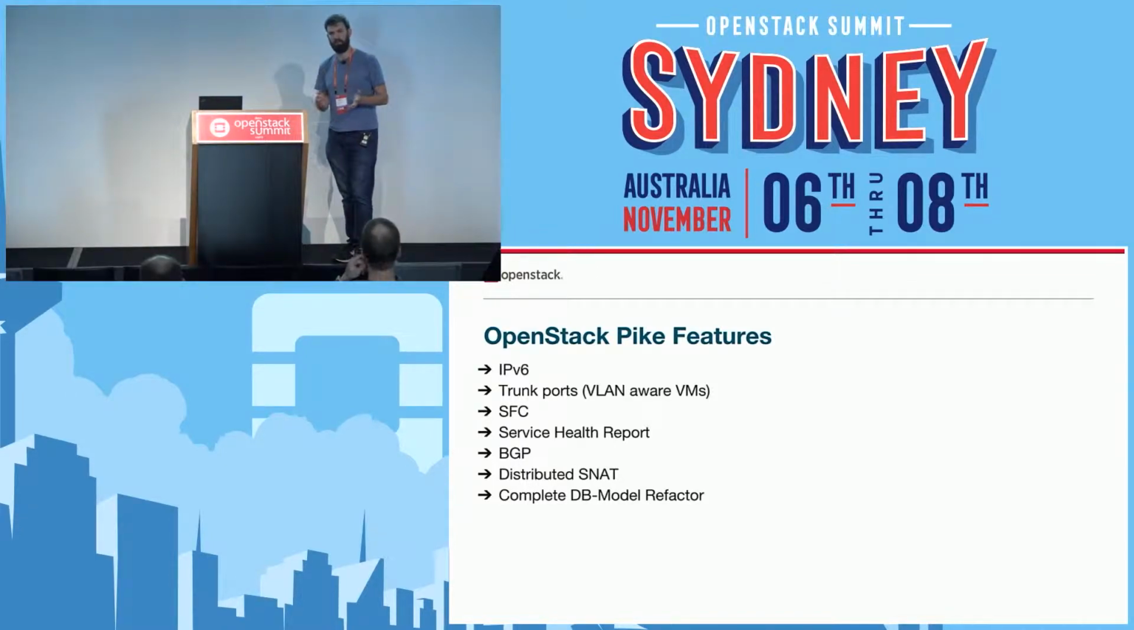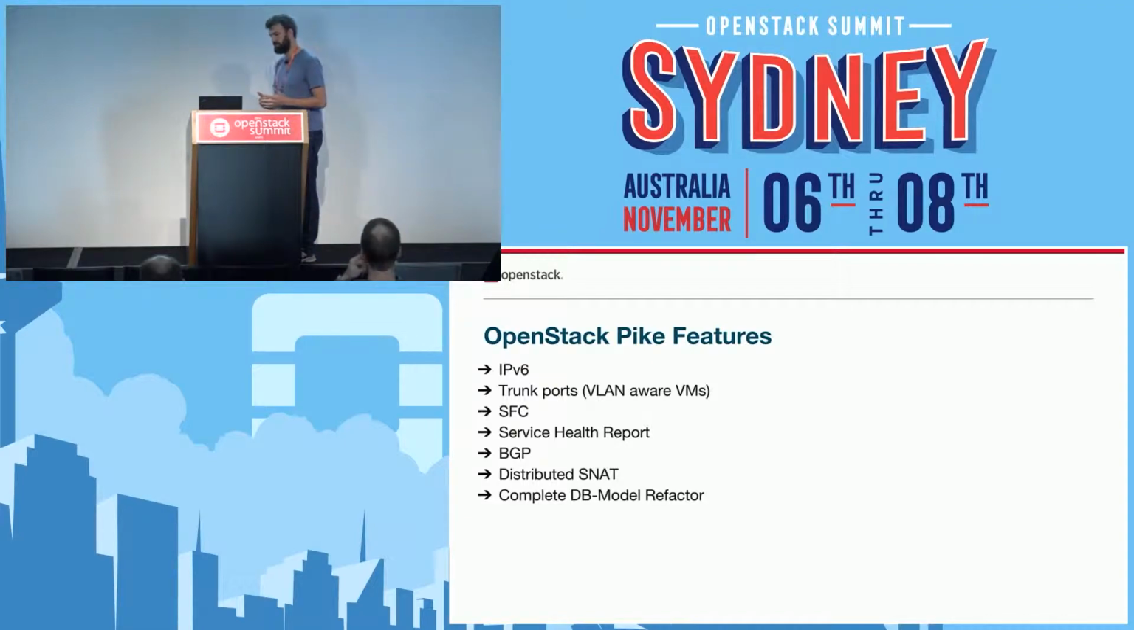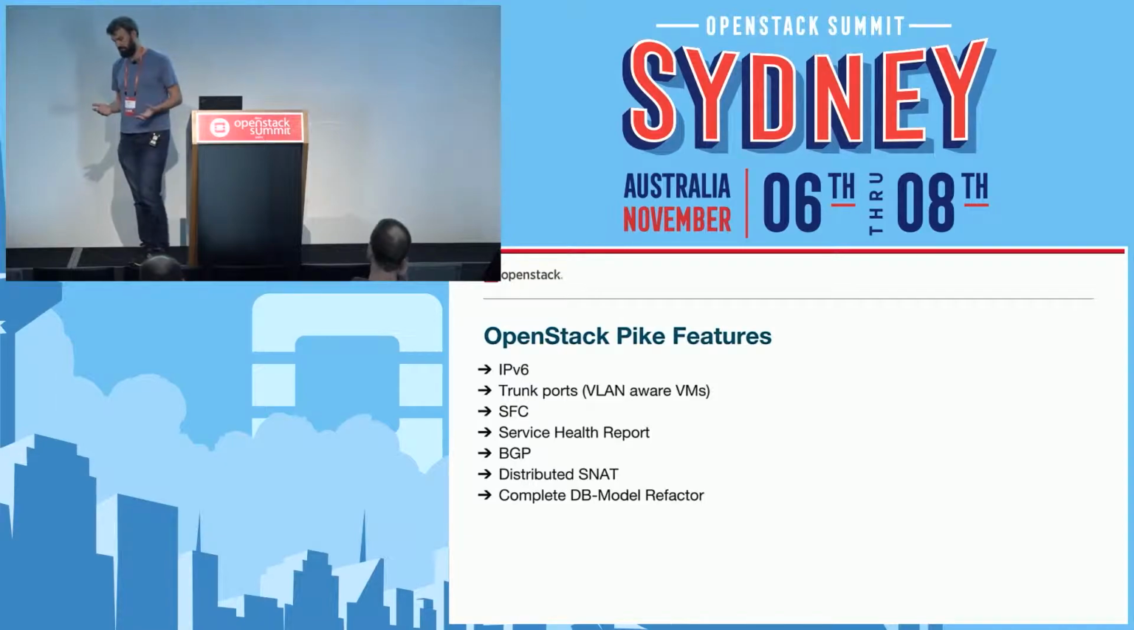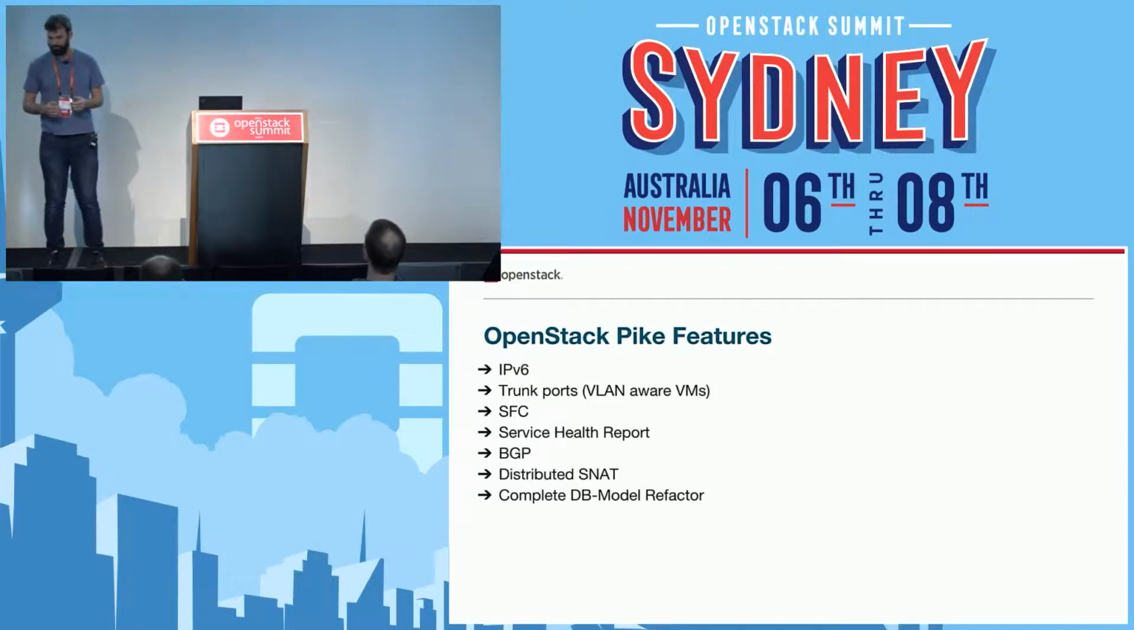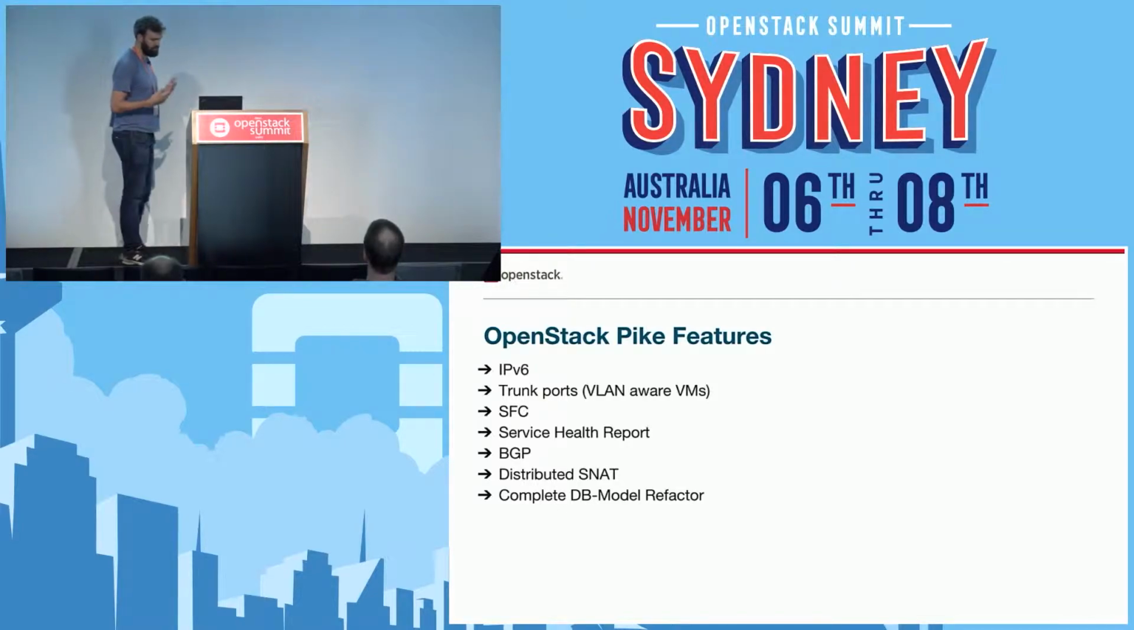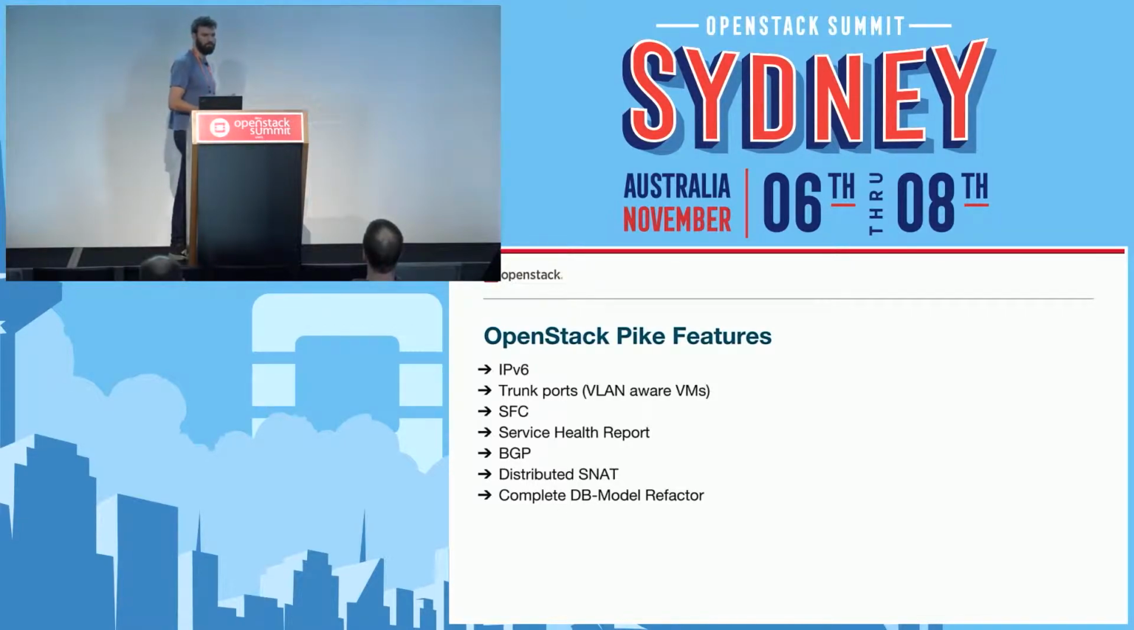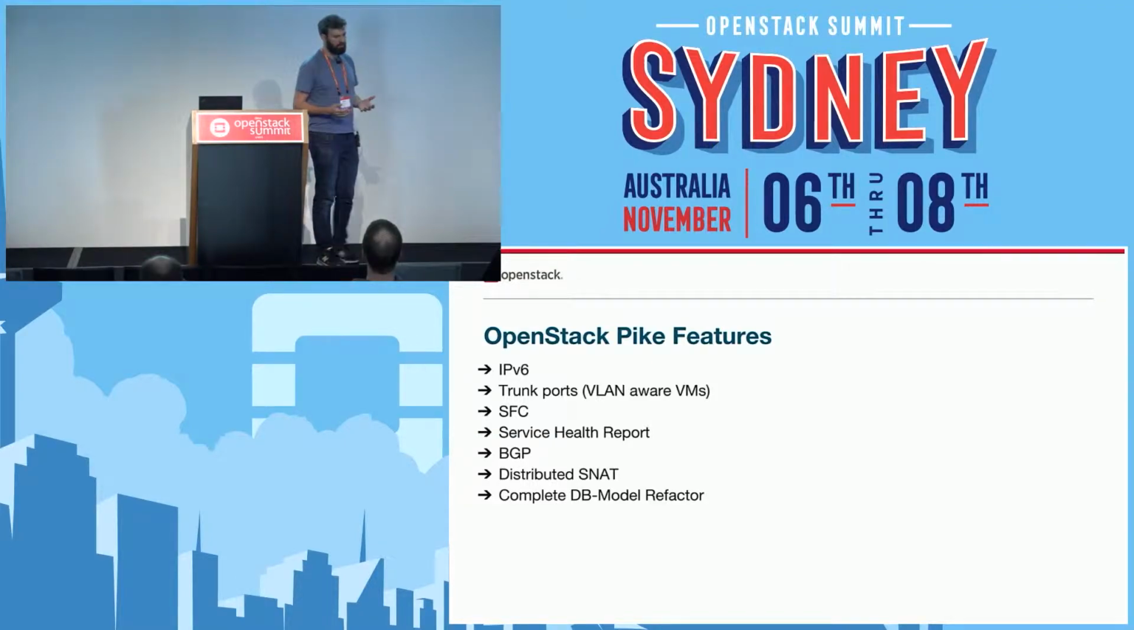Service health report. As I said, we have on each compute node, on each hypervisor, some services that are running. So they now publish their health status to the distributed database. They ping every once in a while to say that they're still alive. And then you can detect if you have a failure somewhere.